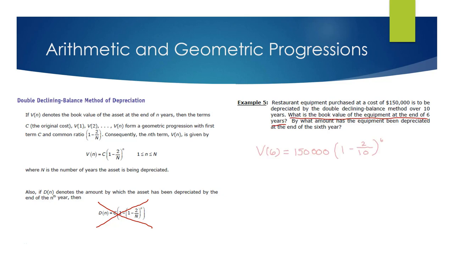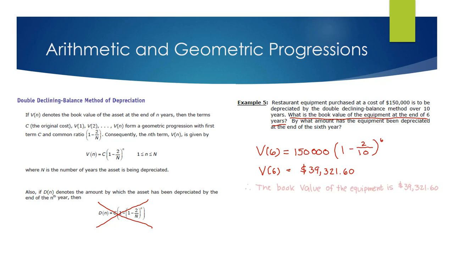So the first part, what's the book value of the equipment at the end of 6 years? I'm just going to calculate V of 6. I'm just going to plug the numbers in. 150,000 is what it's worth right now. Capital N is 10 because that's how long we're going to be applying this method. We're looking for what's going on at year 6. So pretty straightforward. When I calculate this out, I get $39,321.60. So if I'm using this method of depreciation, the equipment that I bought for $150,000 has a book value of $39,321.60 6 years later.